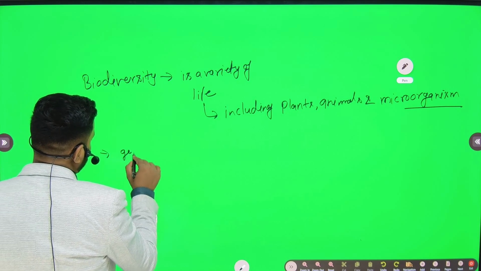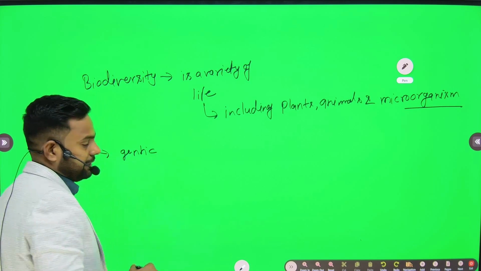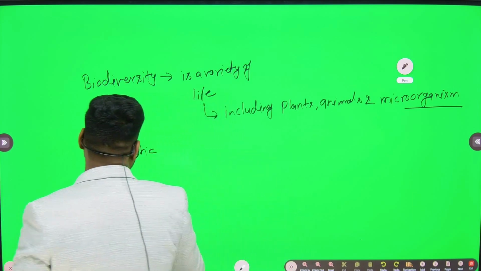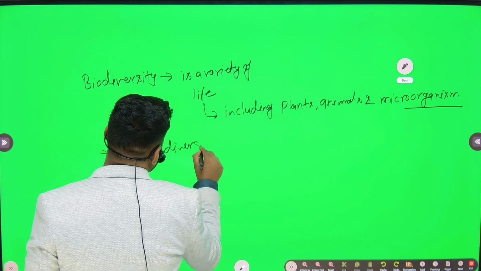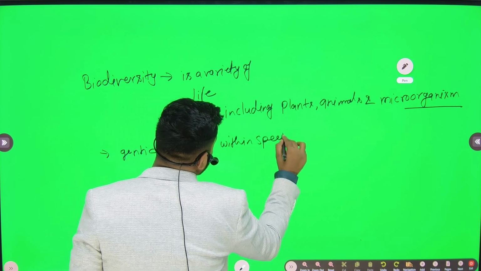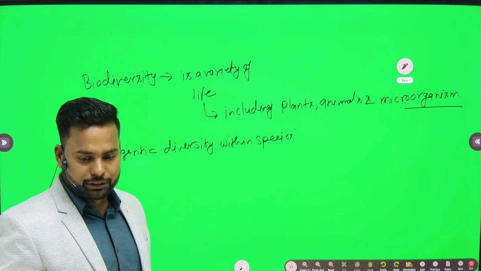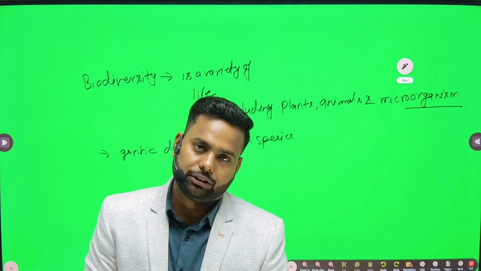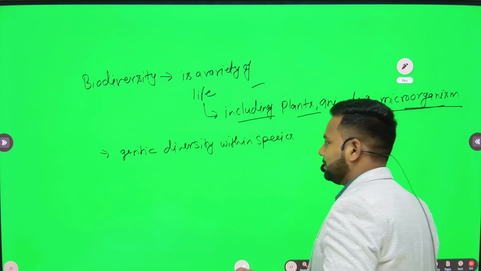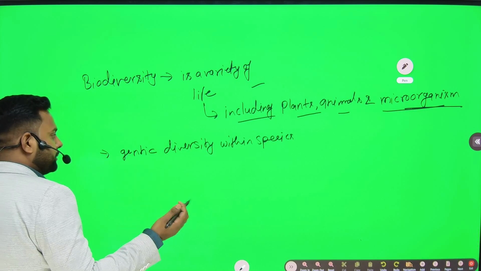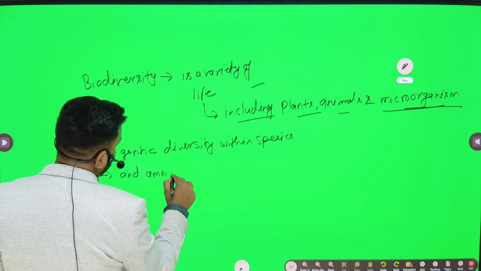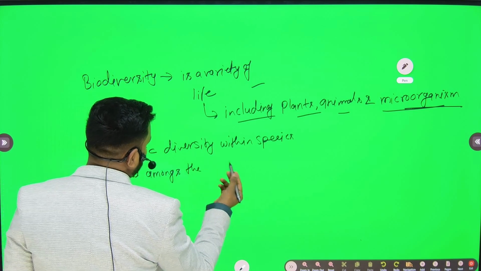Also you can say that the genetic diversity within the species, और क्या हो सकता है? Ecosystem and their interaction. Biodiversity is a variety of life including plants, animals and microorganisms, genetic diversity within the species and amongst the species.